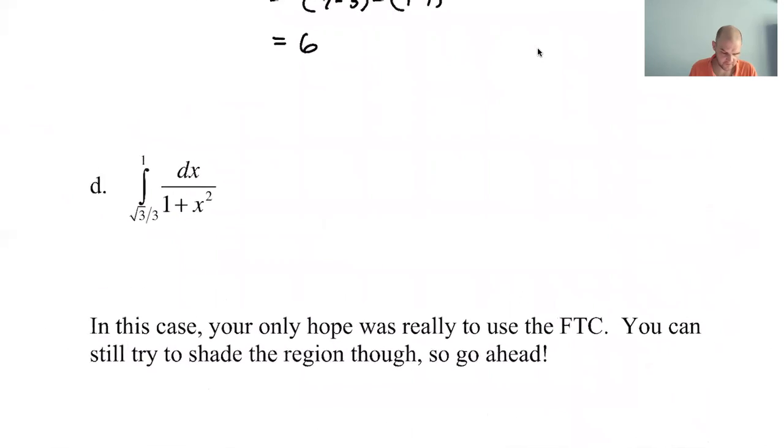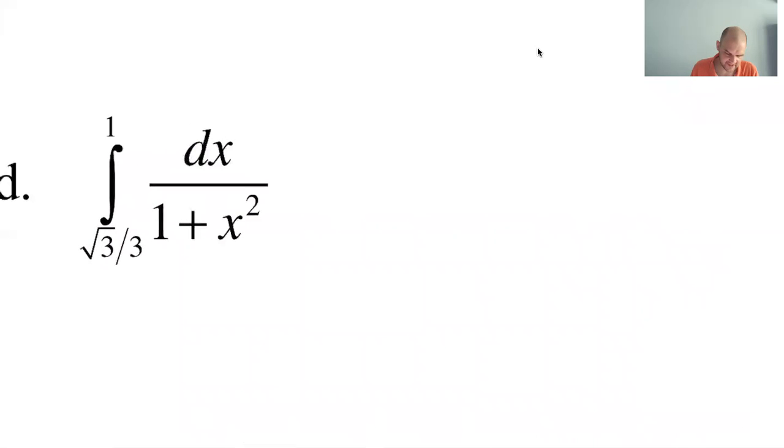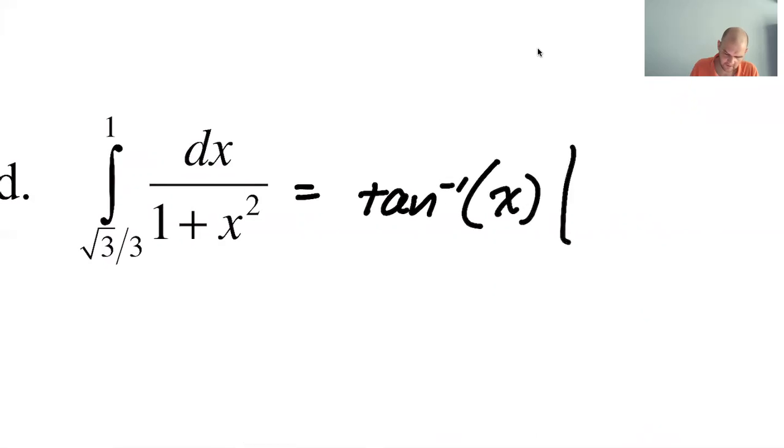Let's look at this one. All right. 1 over 1 plus x squared. I have that memorized. If you don't have it memorized, this is one where you're just in trouble. 1 over 1 plus x squared is arctan. So we're doing the inverse tangent of x from root 3 over 3 to 1.